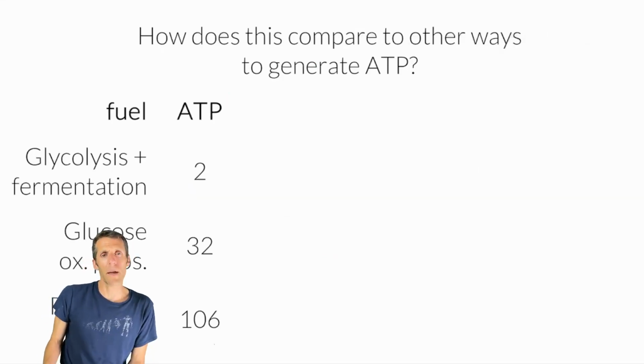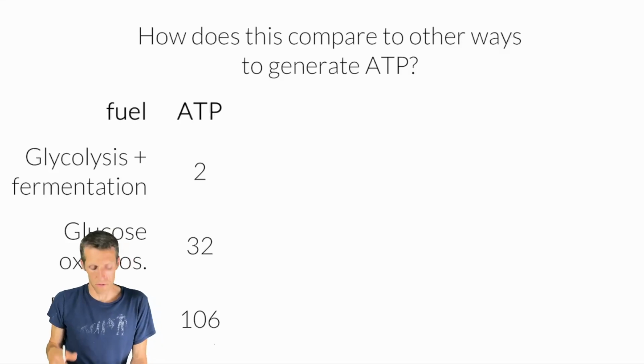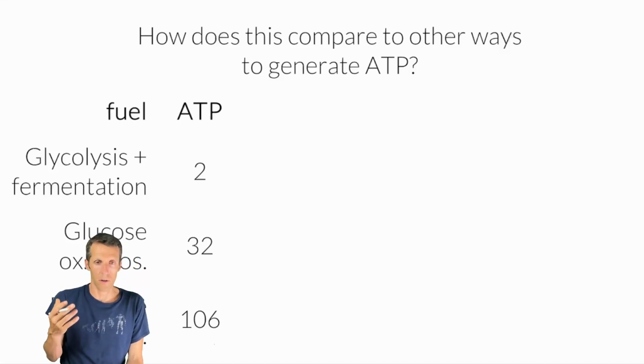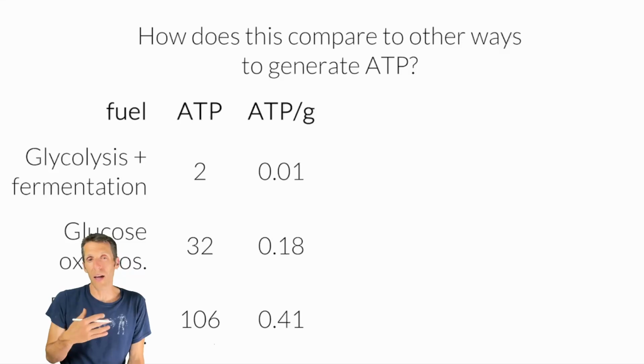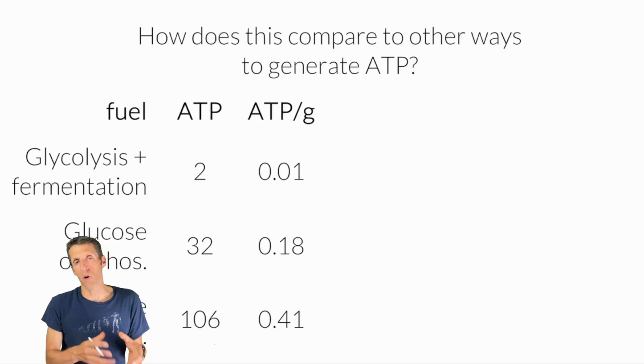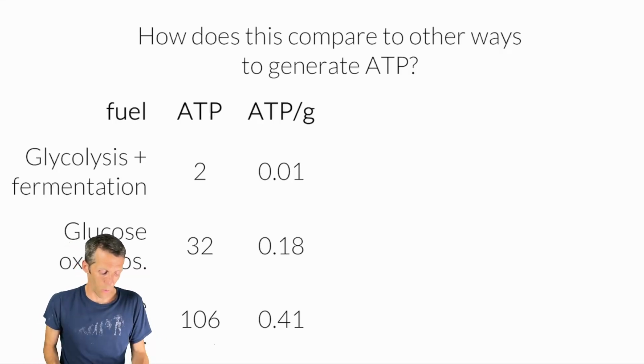But how does this compare to other ways to generate ATP, right? Because there's different numbers of carbon, there's different issues at stake. So let's think about the different possibilities. So first, let's ask about it in terms of per gram. So if we divide by the molecular weight of the glucose or the fatty acid, we can ask how much ATP can we get per gram of the thing we burn? And so it turns out that works out to 2 ATP.